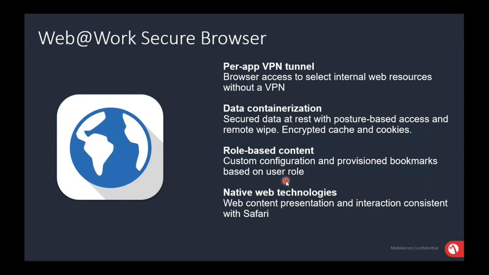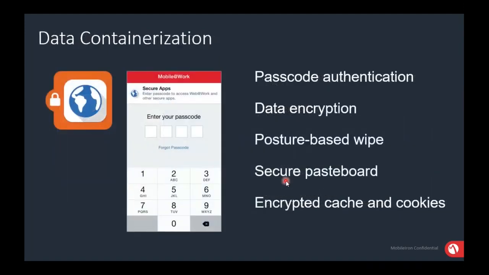So when that particular website is opened, automatically that VPN will be triggered, and the connection to the backend server will be using the particular VPN configuration, and you can have the data containerization. Like I said, it's an App Connect enabled app, so you'll have the DLP features enabled, and it supports all native web technologies. You can use all of the tabs, you can have a secure passcode for opening it, and you can do policy based wipe.